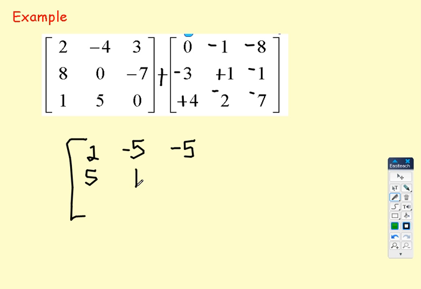So then 0 plus 1 is 1. -7 plus -1 is -8. Not easy to write with a mouse here. 1 plus 4 is 5. 5 plus -2 is 3. 0 plus -7 is -7. Okay? And there's your matrix. So you can change it to addition.